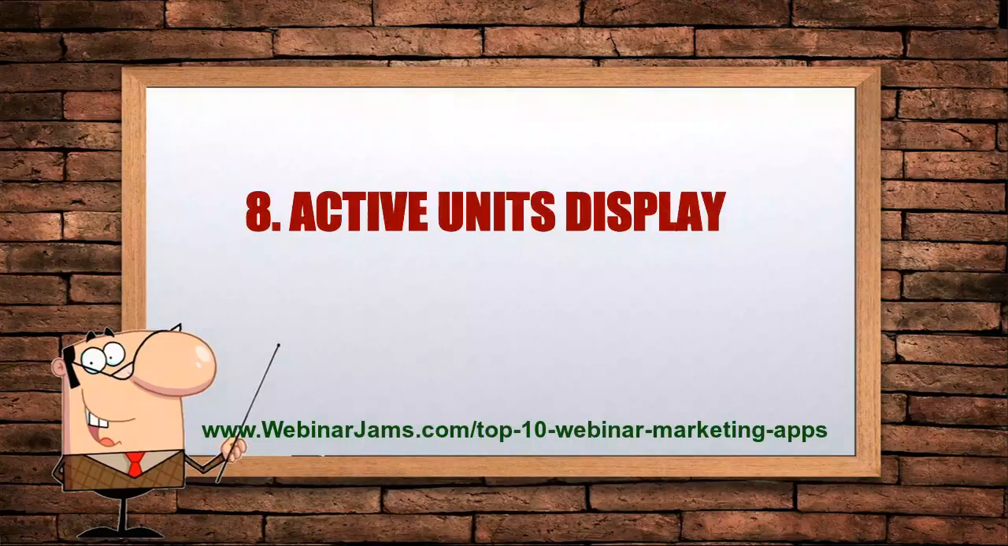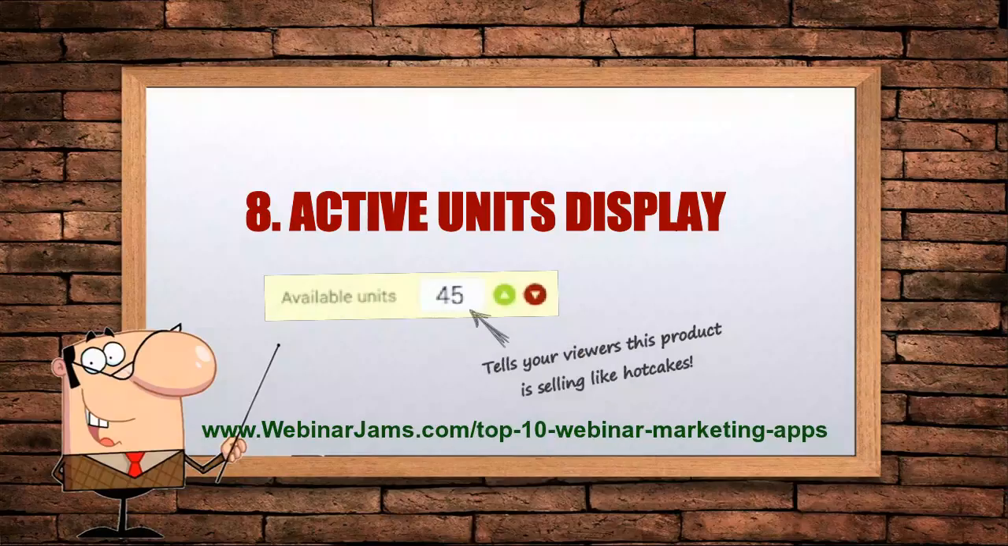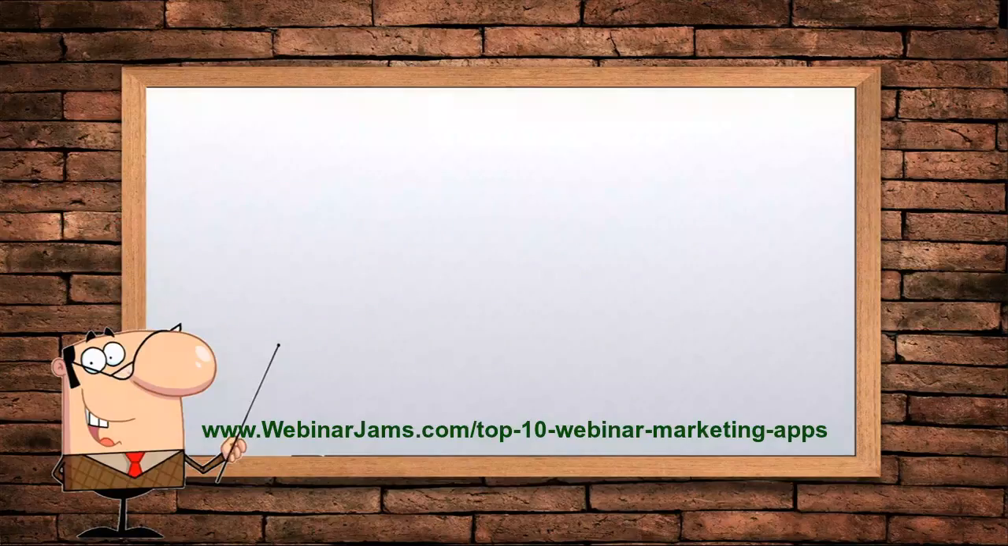Number 8, active units display. As with QVC, this unit display countdown tool tells your attendees how many units of your webinar special offer are remaining in real time. It compels more of your attendees to make a decision or face losing the chance of getting your webinar special offer at the very best price possible. We are all psychologically programmed to act on this compulsion simply because of our fear of loss in missing out on a great bargain. Scarcity is a powerful motivator. Countdown displays and active units are two very powerful tools for increasing conversions and sales on webinars.